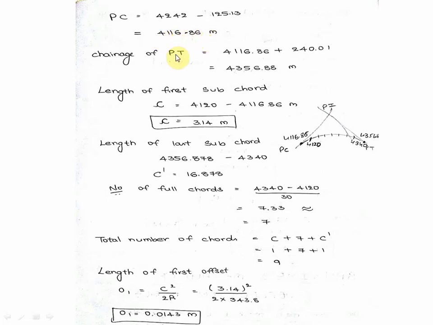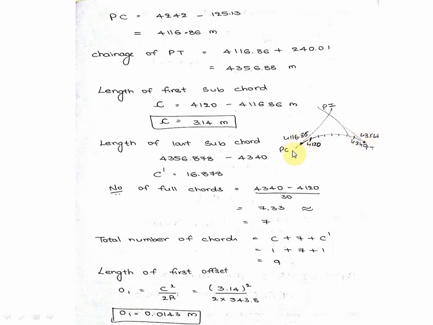4116.86 meter. Okay, next is chainage of point of tangency, this one end point. Next you require this chainage point. So chainage of point of tangency equal to 4116, that is chainage of point of curve plus length of curve, you will get last chainage point.